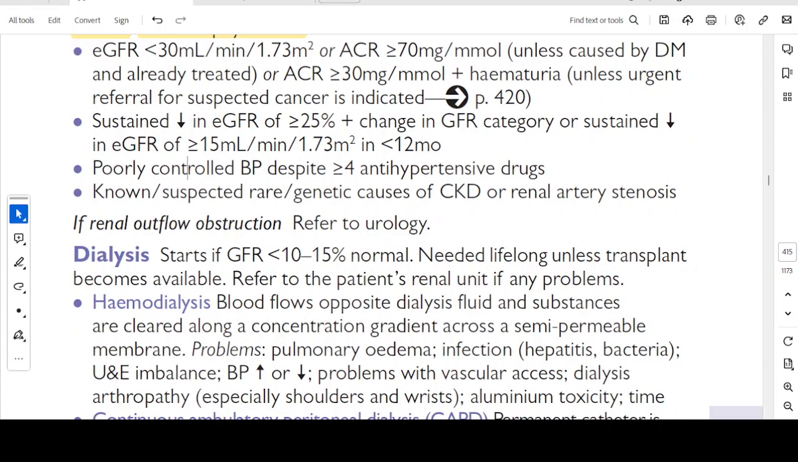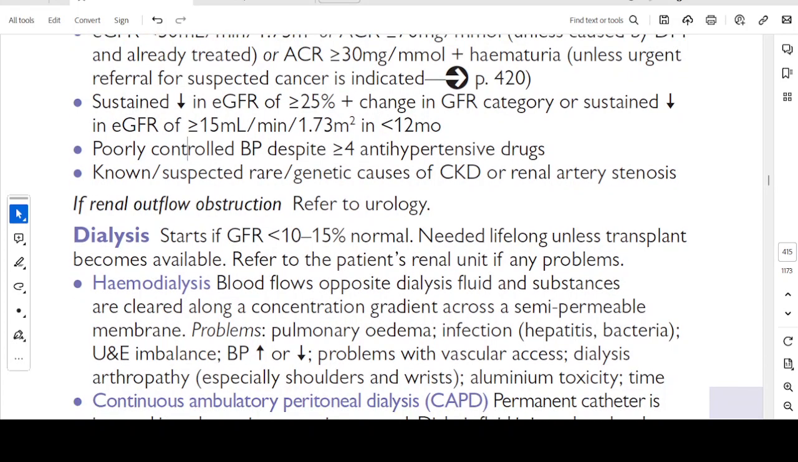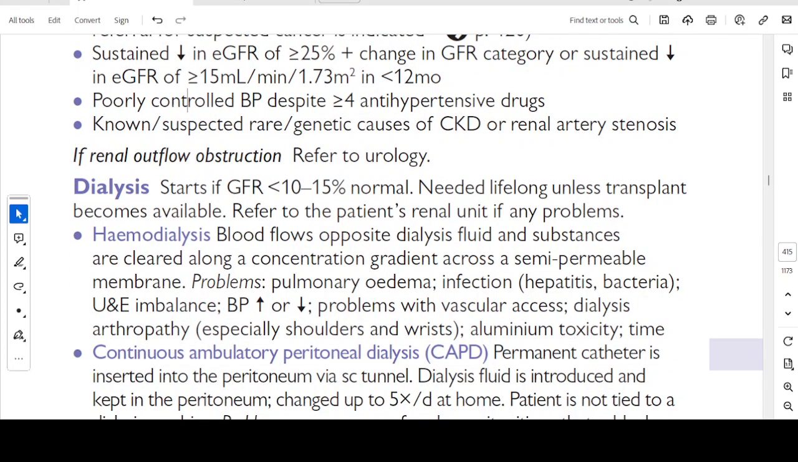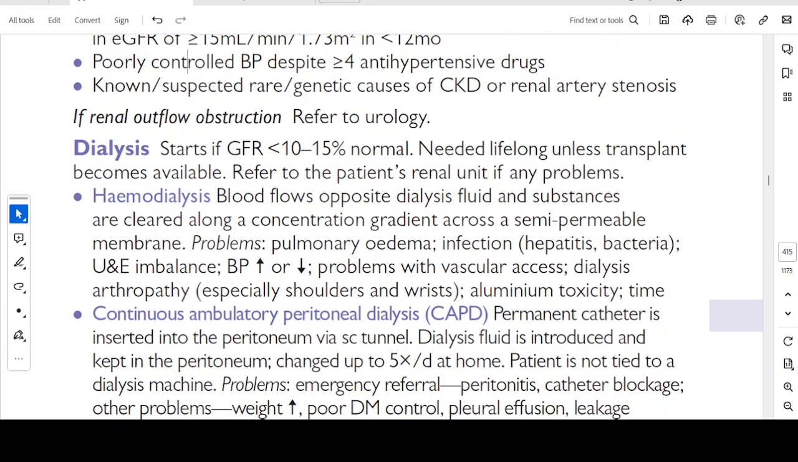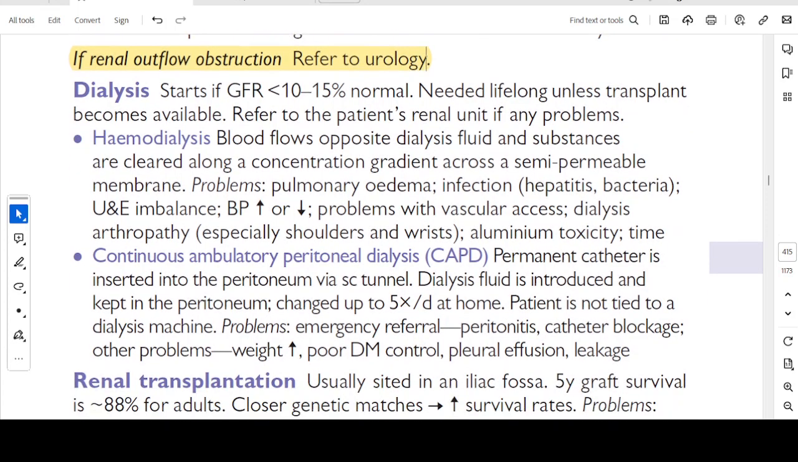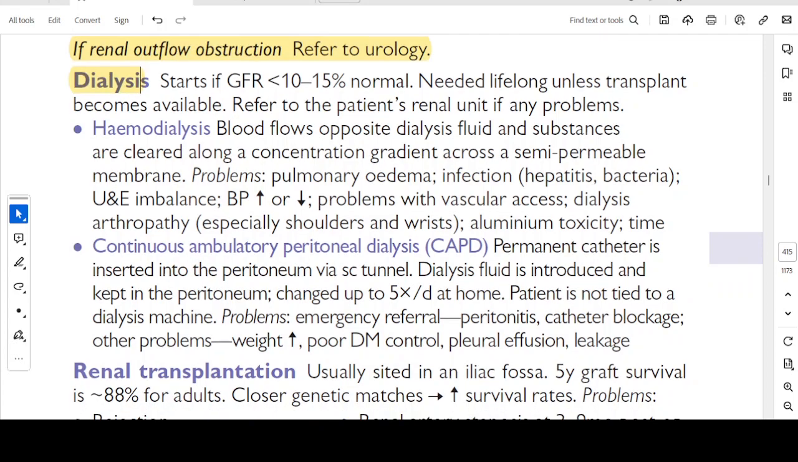Known or suspected rare genetic causes of CKD or renal artery stenosis. If renal outflow obstruction, refer to urology. So you have to decide whether you want to refer to a renal physician or a urologist. So if obstructive causes are there, then refer to urology. Dialysis. Start if eGFR is less than 10 to 15% of the normal. Needed lifelong unless transplant becomes available. Refer to patient's renal unit if any problems.